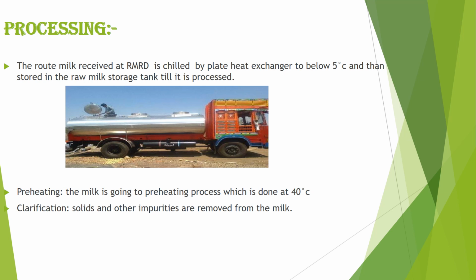In the processing section, the first step is preheating, which is done at 40 degrees centigrade. The next process is clarification, in which solids and other impurities are removed from the milk.